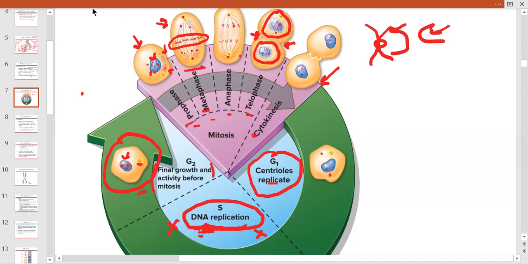So in cytokinesis, this is going to split and you're going to wind up with two exactly same cells as you started with over here. Exactly the same copy. Exactly. 46 chromosomes, diploid, the genetic material, every chromosome from 1 to 23 and their pair, their homologous pair, are all exactly the same. Can you understand that?